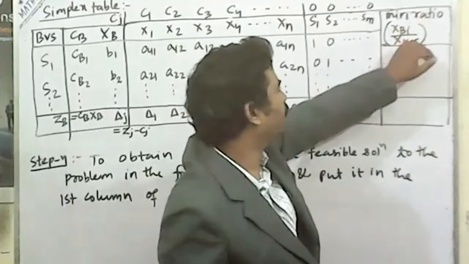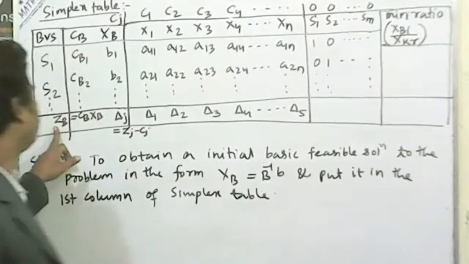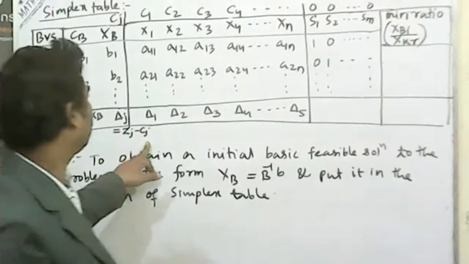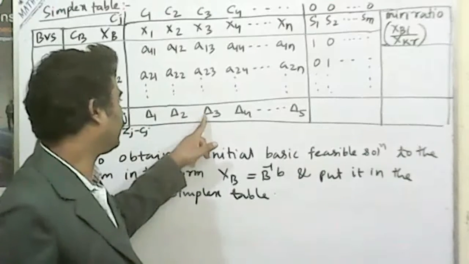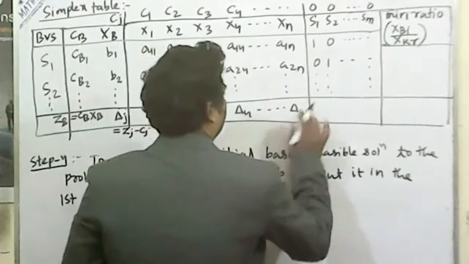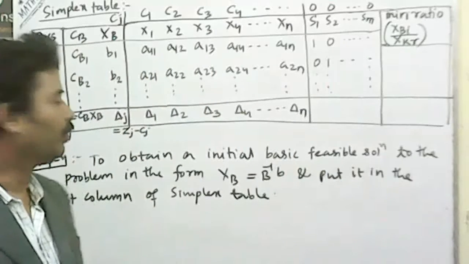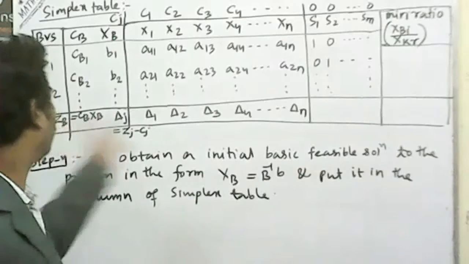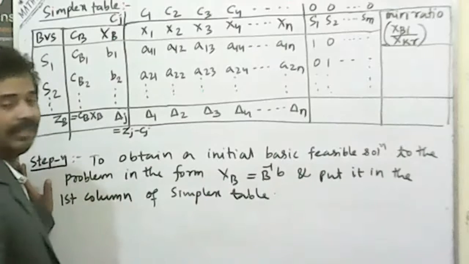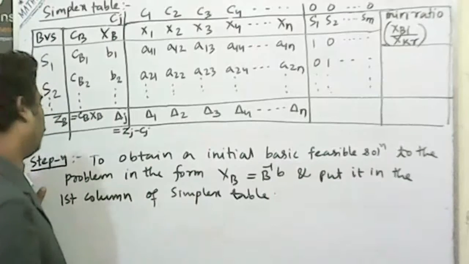Minimum ratio, that is XBi by Xik. Z is equal to CB XB. Delta j is equal to zj minus cj. Now delta 1, delta 2, delta 3, delta 4, delta 5, delta n. So similarly, we can proceed with the simplex table as much as possible till the feasible solution will not come.